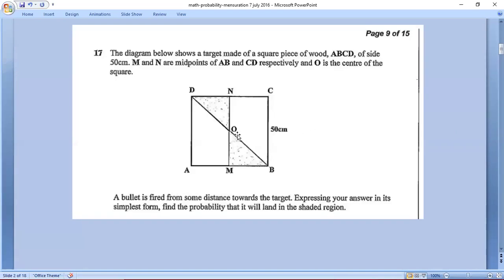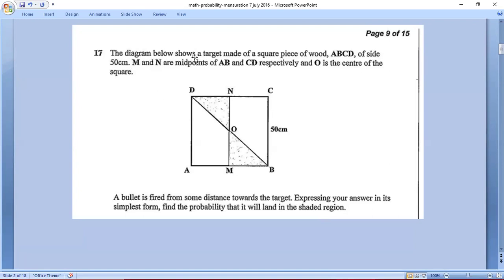Okay, so this is the question. It was question number 17 in that paper, and it reads: the diagram below shows a target made of a square piece of wood, ABCD, of side 50 centimeters. Now, this is a square, it means all the sides are equal. That's why they just give one side, because they know that you understand that a square has equal sides.